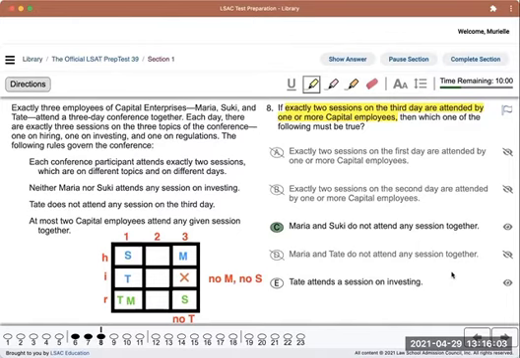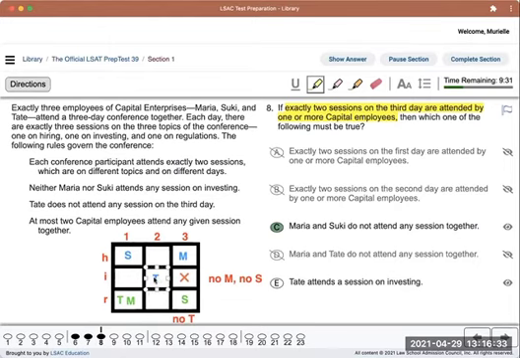Tate attends a session on investing. So that's possible, but there's nothing wrong with Tate actually attending no sessions on investing and attending over here. And actually, there was something wrong with Tate attending investing there because we can't have Tate attending 2 on day 1. This would be possible.